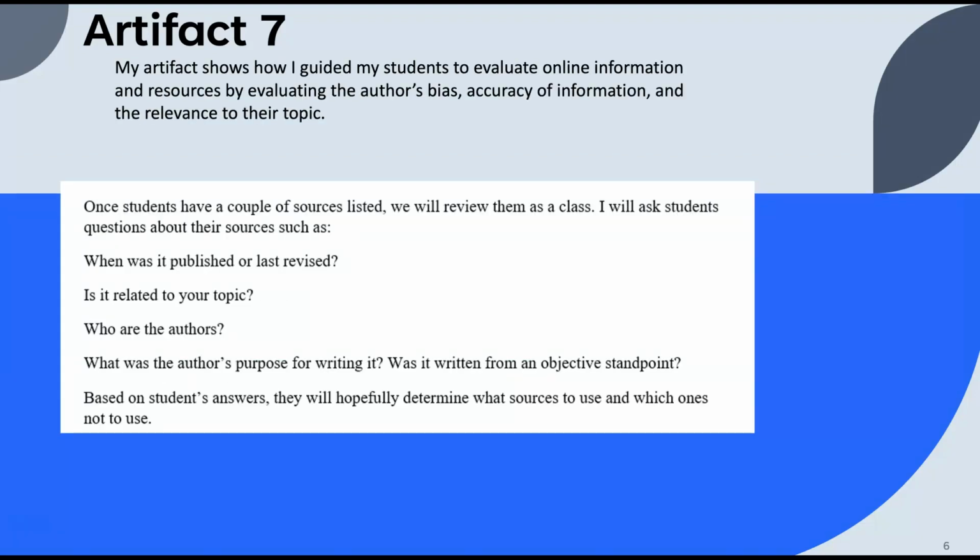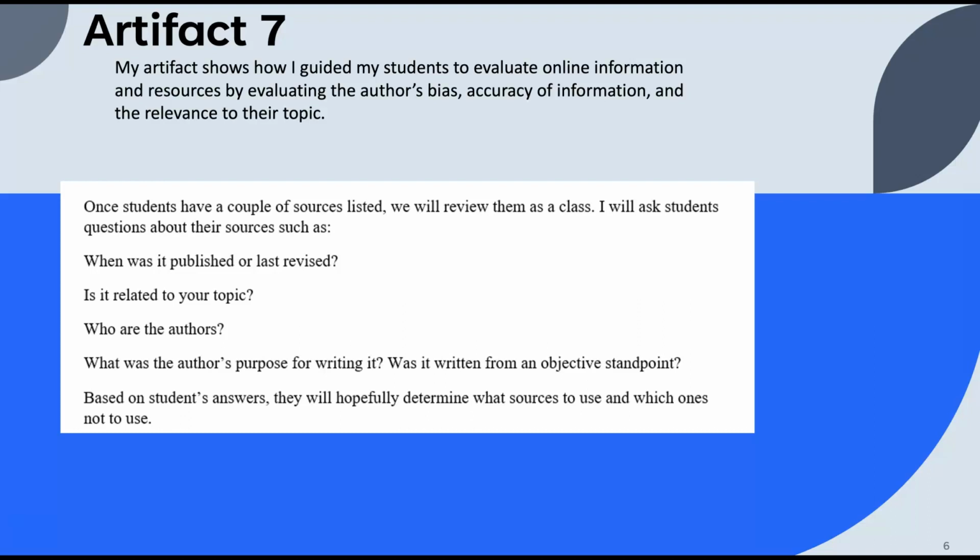So my artifact shows how I guided my students to evaluate online information and resources by evaluating the author's bias, accuracy of information, and the relevance to the topic. And so some of the questions I actually would ask them to look at once they had their sources listed. When was it published or last revised? You want pretty current material. Is it even related to your topic? Who are the authors of it?